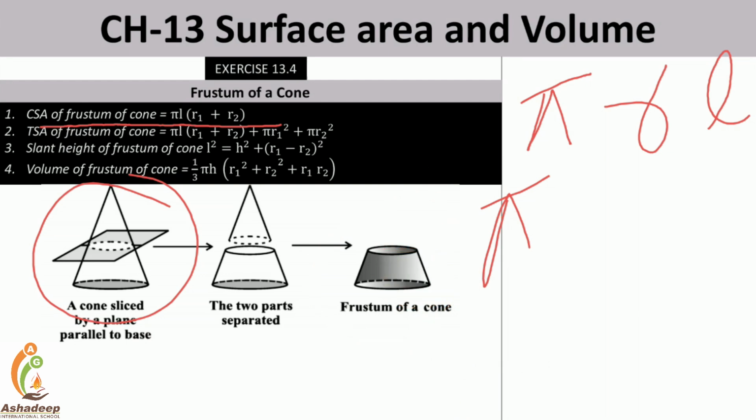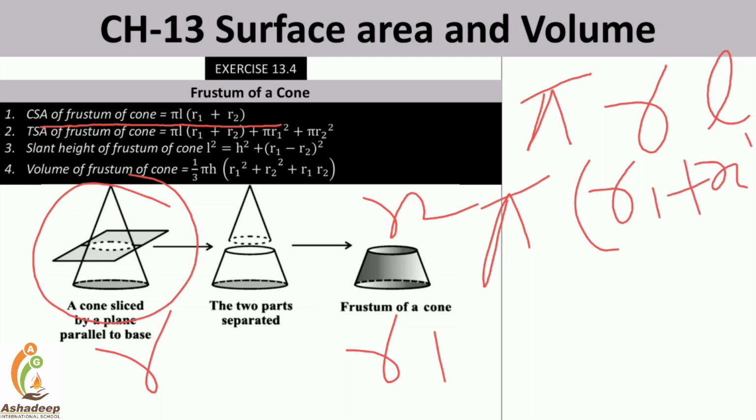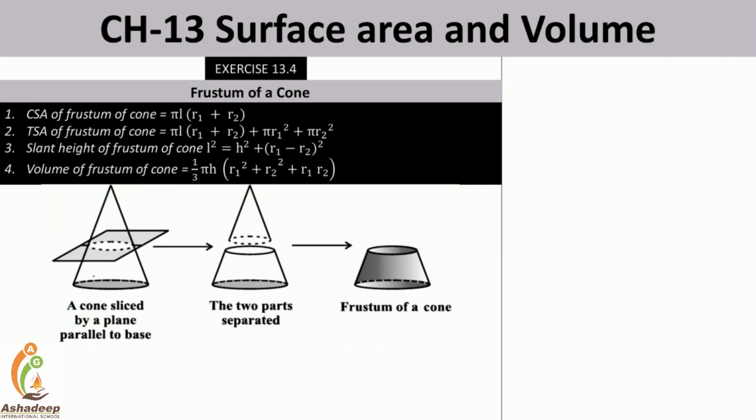So here, in pi r l, we have only one r, but here we have R1 and R2. So we need to add it simply: R1 plus R2 into L. So it's pi r l only, but with R1 plus R2. Why? Because we have one radius in the cone, and in the frustum of cone we have two radiuses.